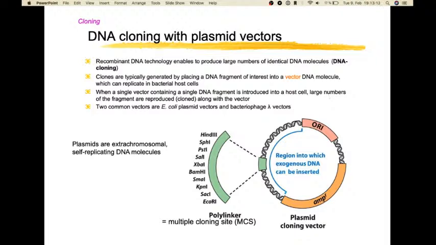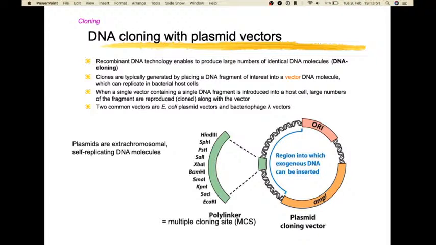DNA cloning can be done with plasmid vectors. Recombinant DNA technology enables us to produce large numbers of identical DNA molecules. Clones are typically generated by placing a DNA fragment of interest into a vector DNA molecule. When a single vector containing a single DNA fragment is introduced into a host cell, a large number of fragments are reproduced along with the vector. Two common vectors used here are E. coli plasmid vectors and bacteriophage lambda vectors.